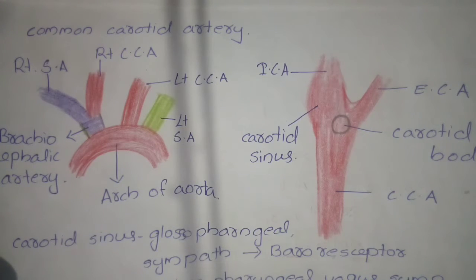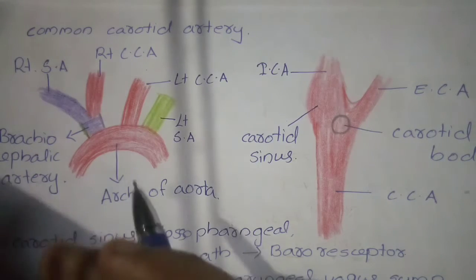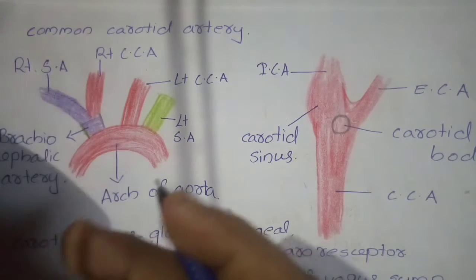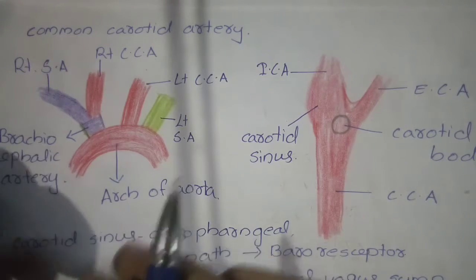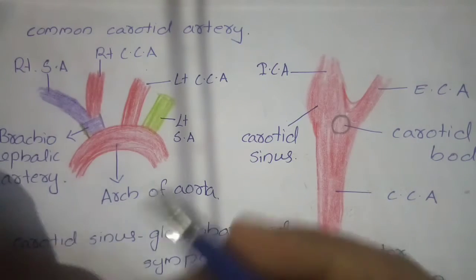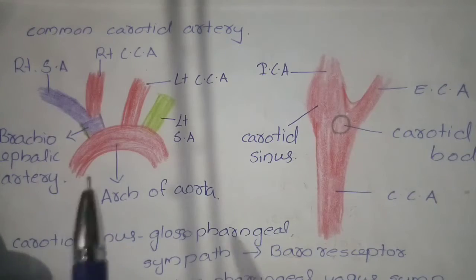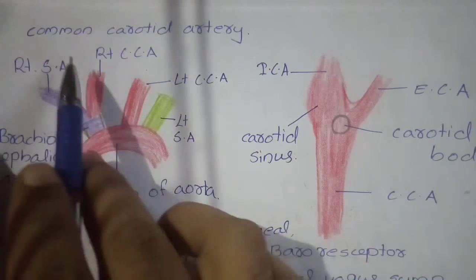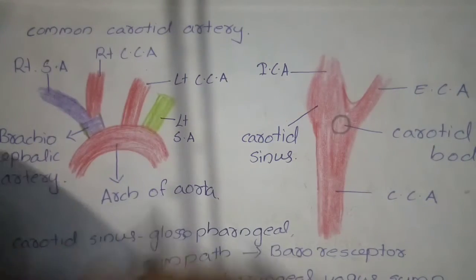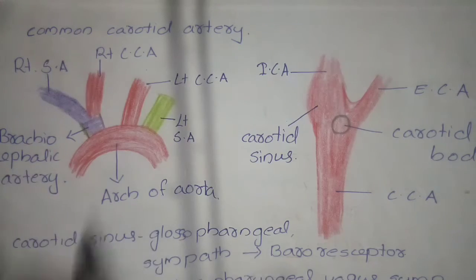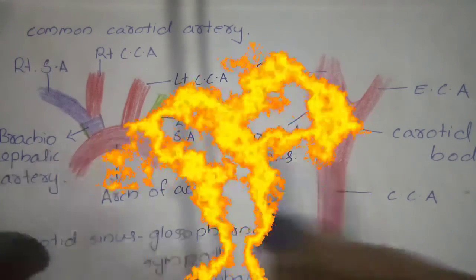So today's topic is on the common carotid artery. I have already discussed the contents of the carotid triangle. I have told you I will take a section on the common carotid artery. So today I am going to take the common carotid artery. It's a simple topic. So let's move on to the topic.